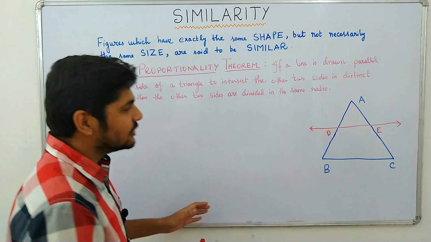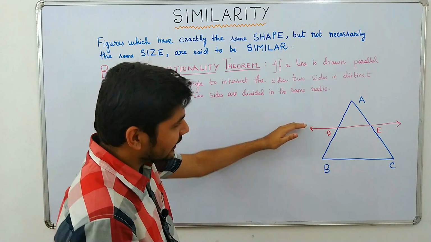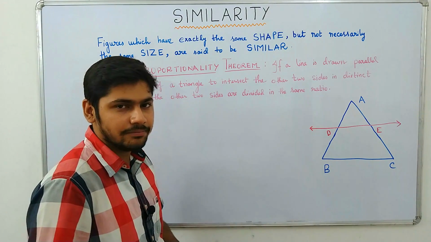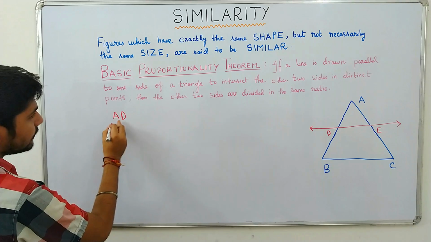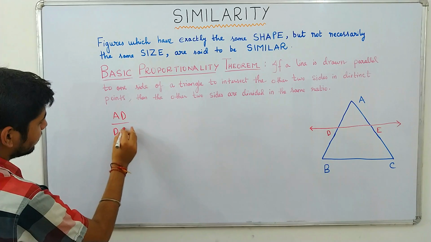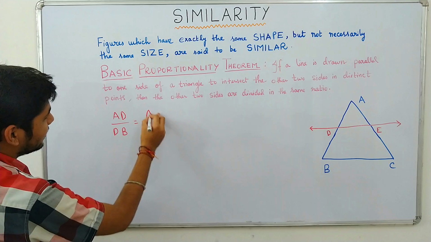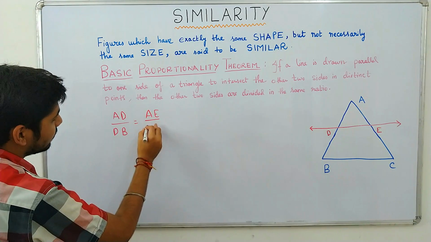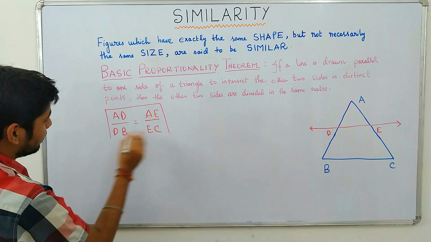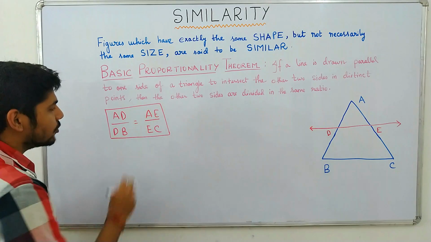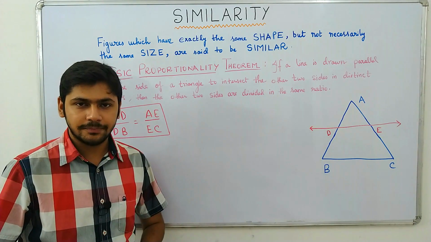That means the ratio of division done by this line is the same for both the sides, which basically means that AD divided by DB is equal to AE divided by EC. So the ratio of division is the same, and this is what the basic proportionality theorem teaches us.